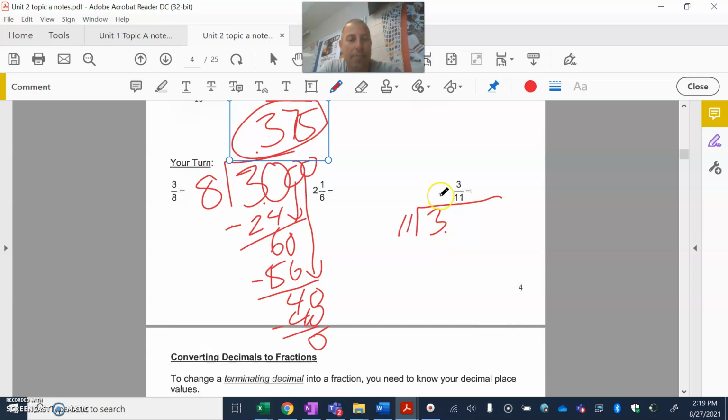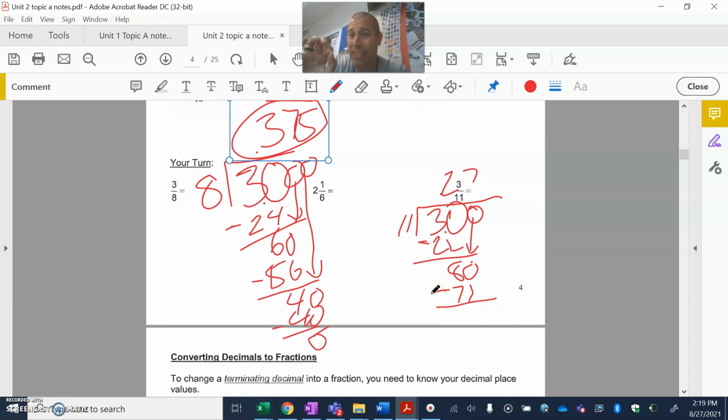So add my decimal, add my 0, push it up top here. How many groups of 11 can I take out of 30? Well, that's 2. 11 times 2 is 22. Subtract, I get an 8. Add 0, bring it on down. How many groups of 11 can I take out of 80? Well, that's 7. 11 times 7 is 77. Uh-oh. Actually, it's not an uh-oh like a bad thing. It's a good thing here. Because look who just showed up.